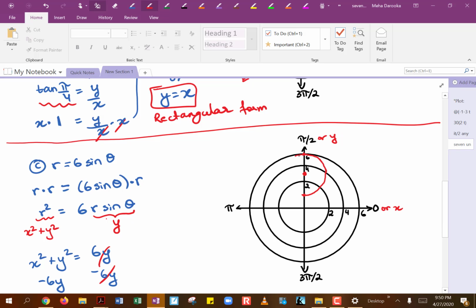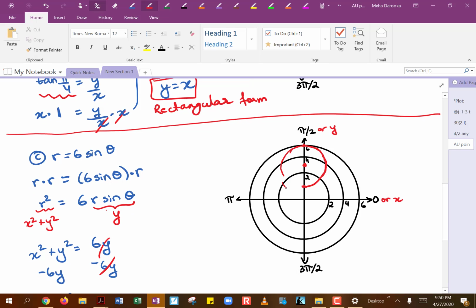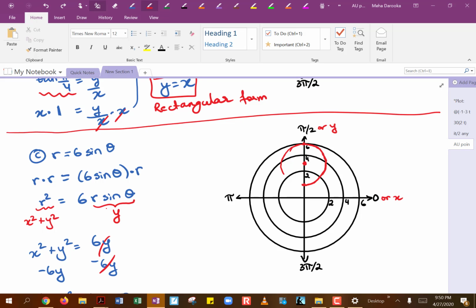circle, and it should end up looking something like this. Just doing our best to go 3 units to the right and left. Not a very good job here, but let me try again. Maybe something like this. It doesn't have to be perfect, as long as you get an idea.